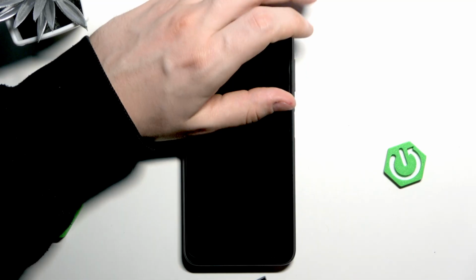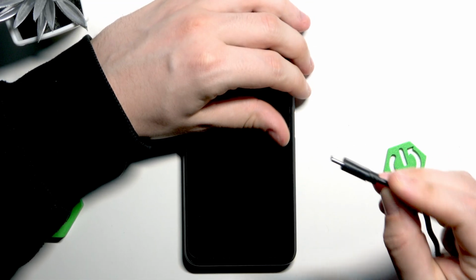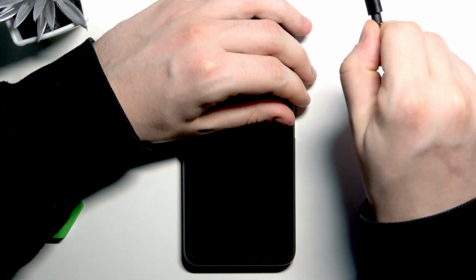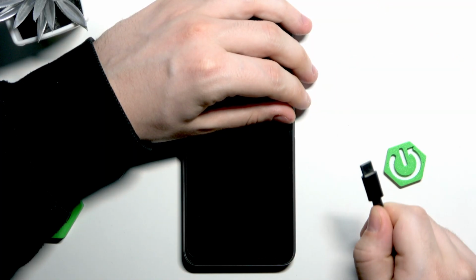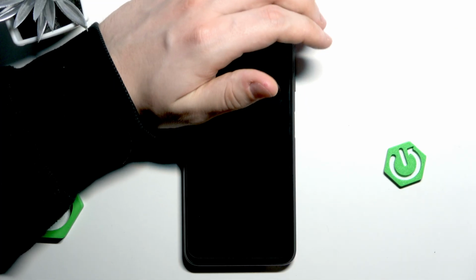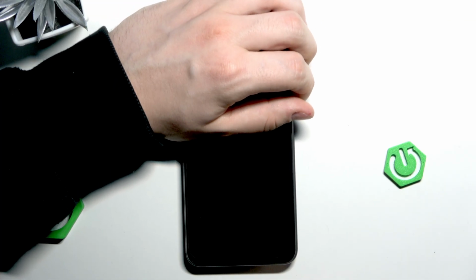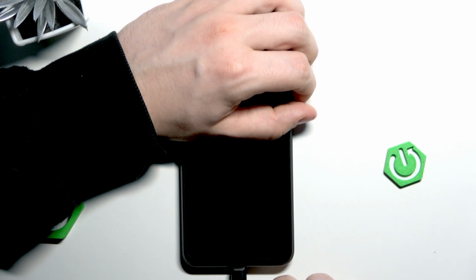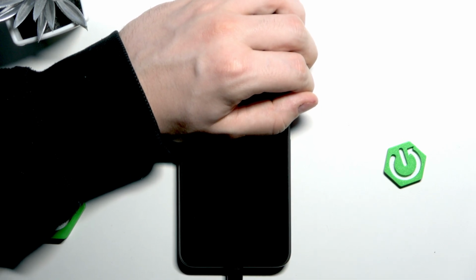We need to hold both volume keys at the same time, and while we are holding them we need to insert our USB-C cable that is connected into our computer. So hold both volume keys, insert cable and keep holding until the menu appears.